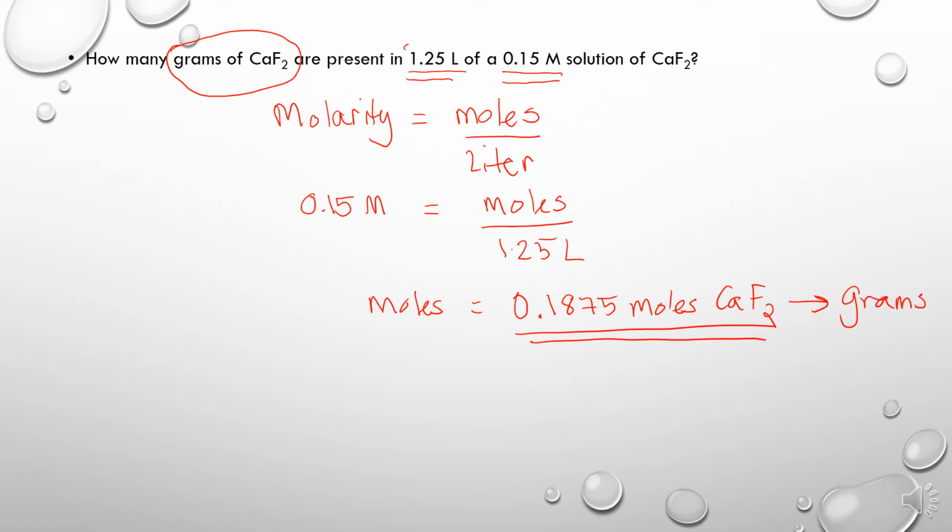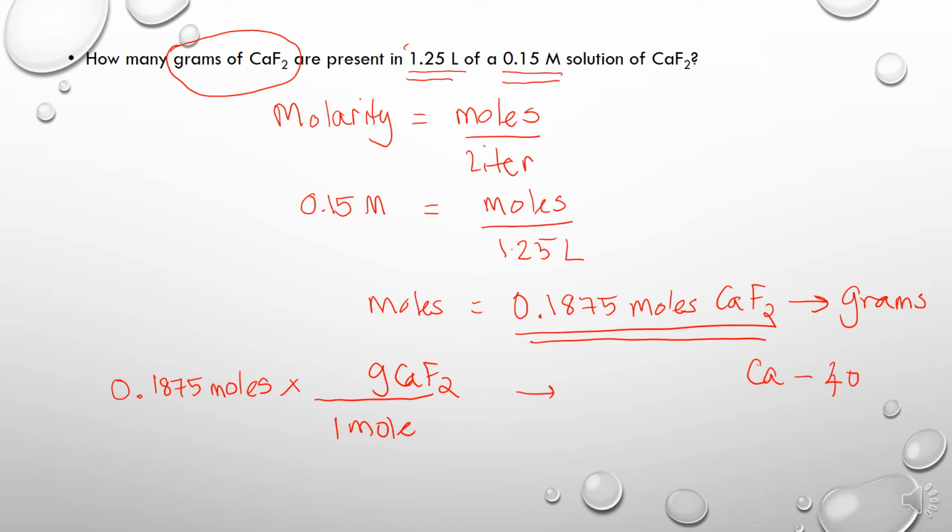So let's set up our calculation. To go from moles to grams, I begin with moles. That's my given information now. I have moles on the top, so I need 1 mole on the bottom. And I need grams of CaF2, which will be the molar mass of CaF2. Now calcium is 40. Fluorine is 19 times 2, since I have 2 fluorides. 38 plus 40 is 78. So 78 grams for 1 mole.